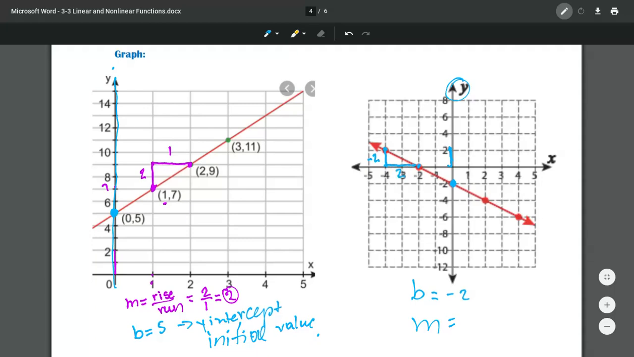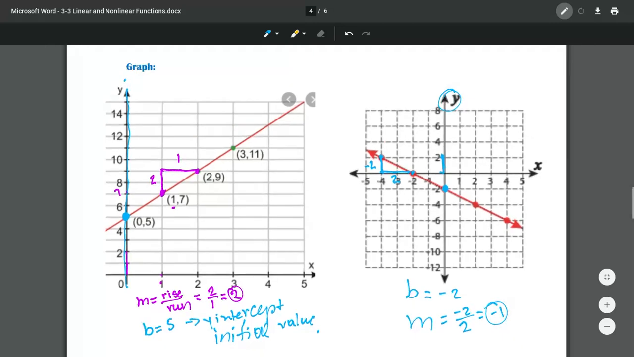And I can tell that the slope is negative because from left to right, the line is going down. So the slope is -2 over 2, which equals -1. That means the constant rate of change is -1. It's being decreased by 1, all right? And the initial value was -2.